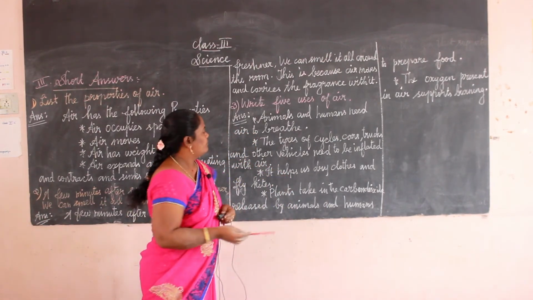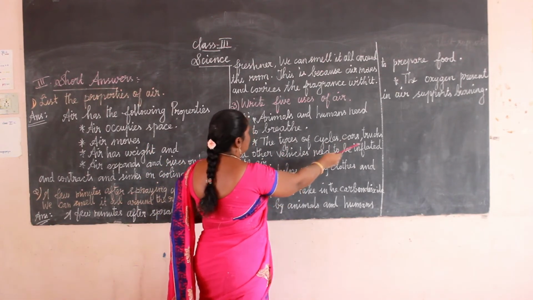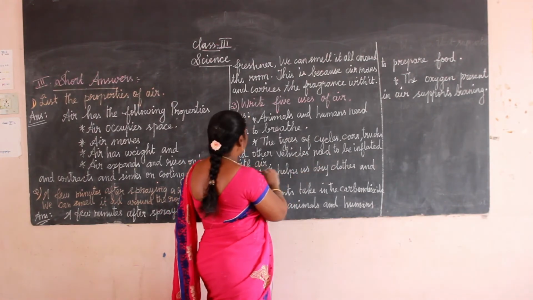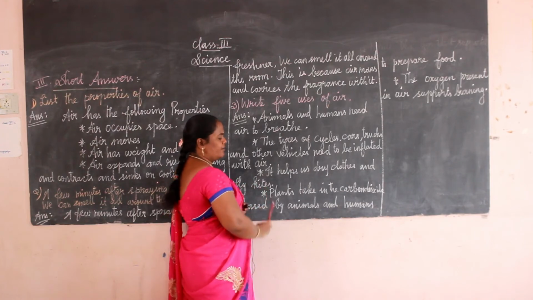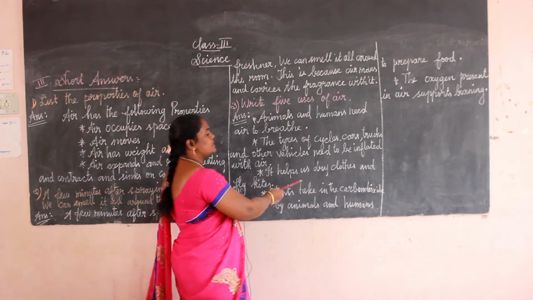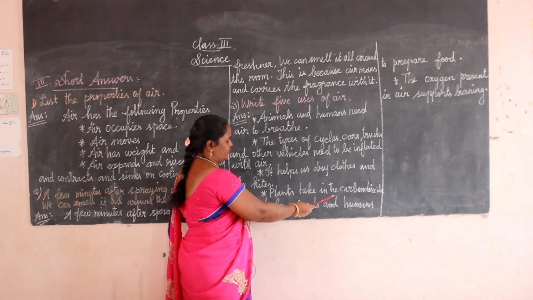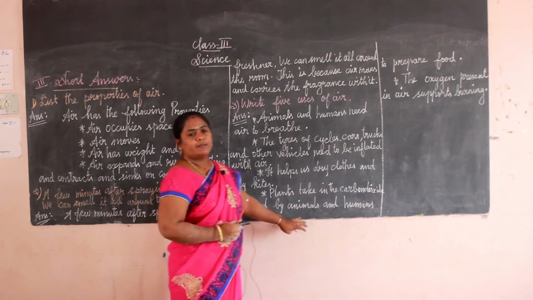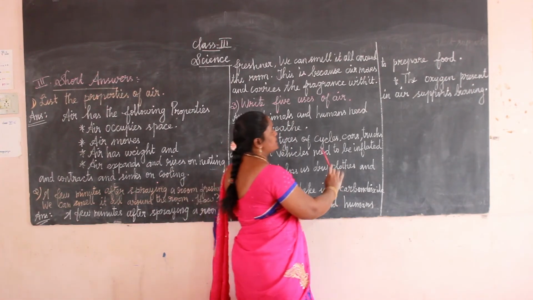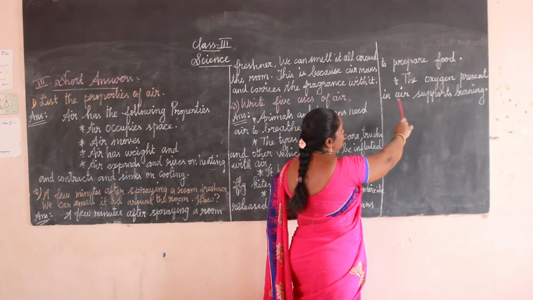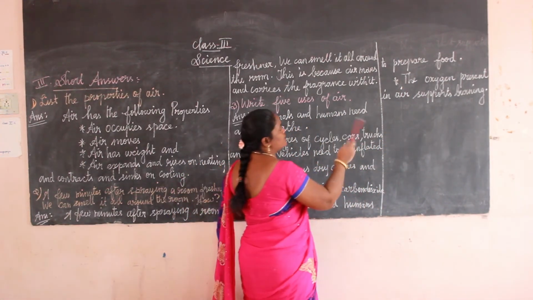So the tires of cycles, cars, trucks and other vehicles need to be inflated with air. It helps us dry clothes and fly kites. And then plants take in the carbon dioxide released by animals and humans to prepare food. The oxygen present in air supports burning.